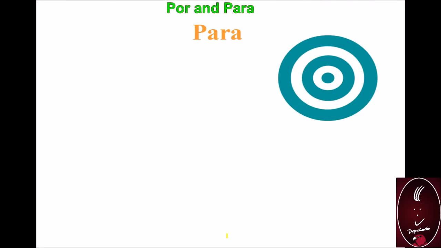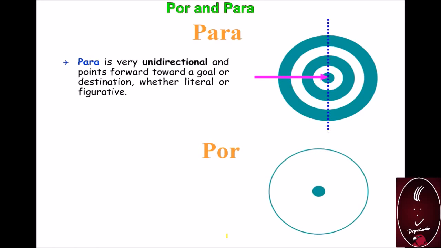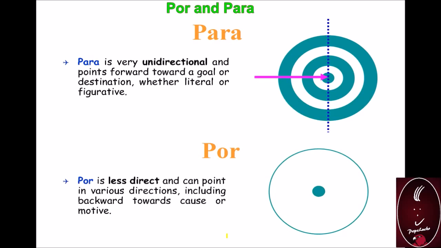Para is very unidirectional and points forward toward a goal or destination, whether literally or figuratively. Por is less direct and can point in various directions, including backwards, toward cause or motive.